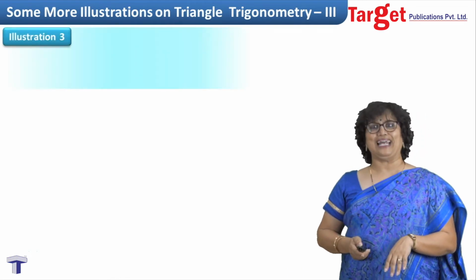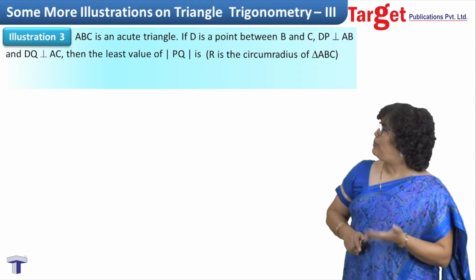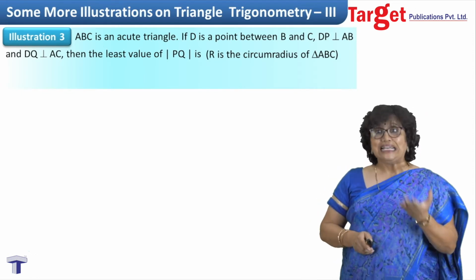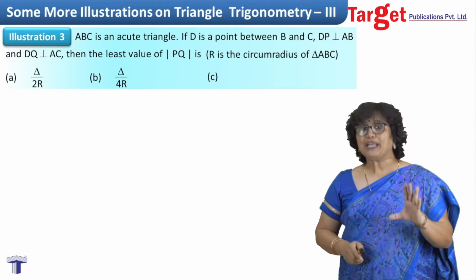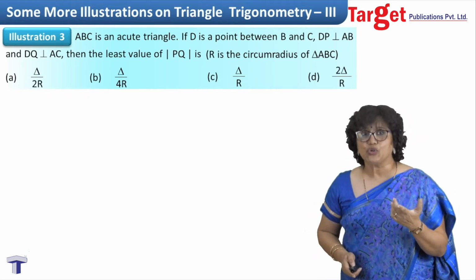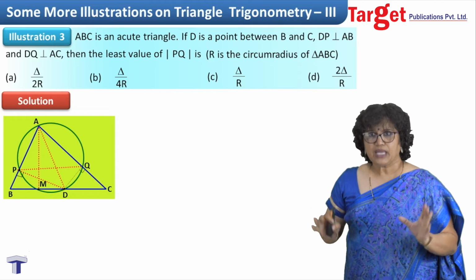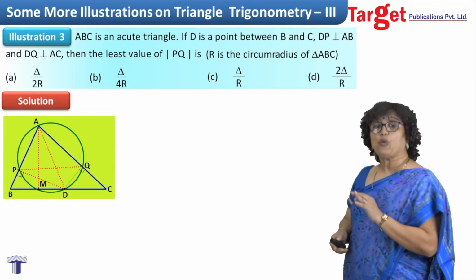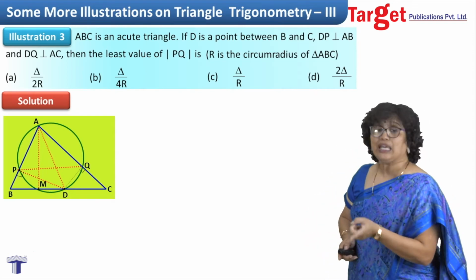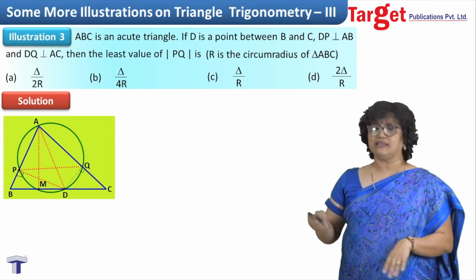Now I move from here to the next, and the next one is that ABC is an acute triangle. D is a point between B and C. DP is perpendicular to AB and DQ is perpendicular to AC. Then the least value of PQ is required, and capital R is used for circumradius of triangle ABC. Correct option we have to choose, that goes by default. Try to draw the picture. Take some point D on BC, show points P and Q on AB and AC such that DP is perpendicular to AB and DQ is perpendicular to AC as given in the problem. So picture would look something like this.